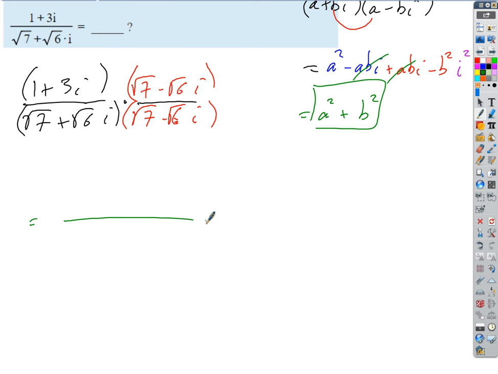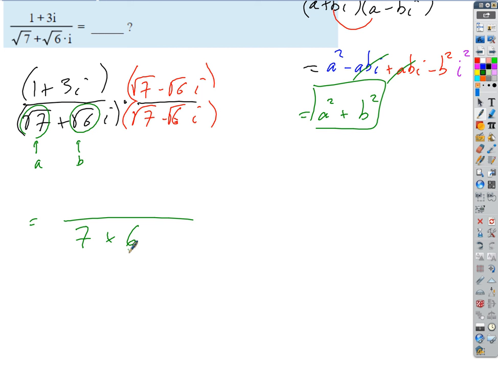So what's a on the bottom? Square root of 7, okay. What's b? Square root of 6, right? So what's a squared plus b squared? 7. Because it undoes the radical, right? What's the square root of 6 squared? 6. Right? Bottom's easy. Top's going to take a little longer, right?